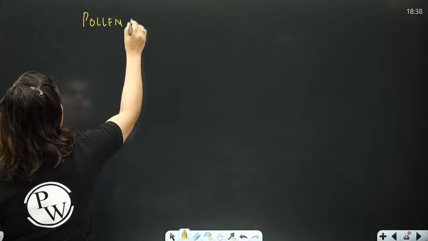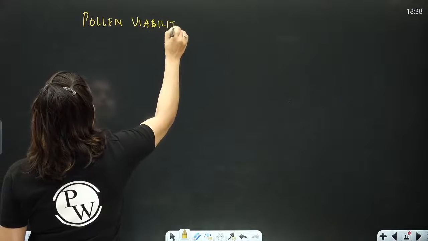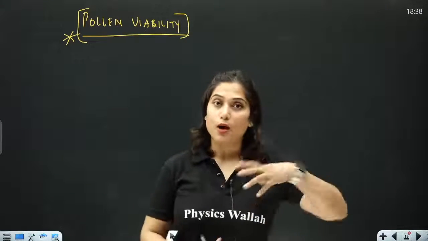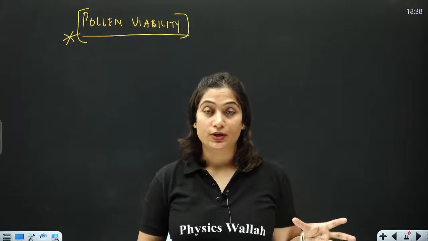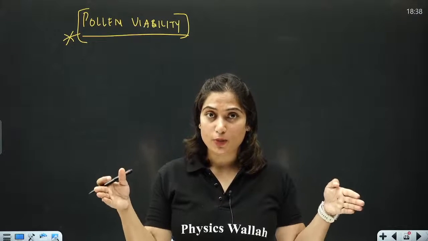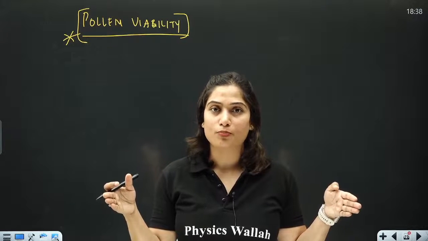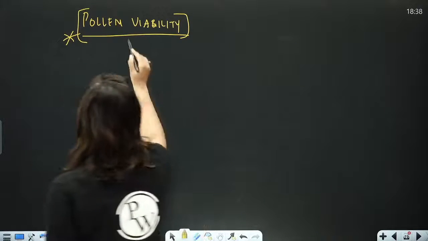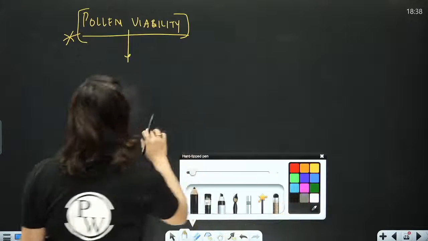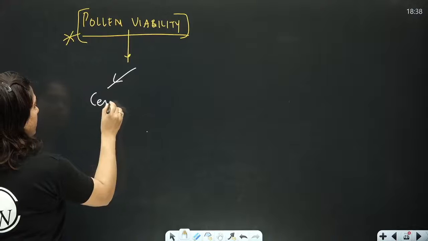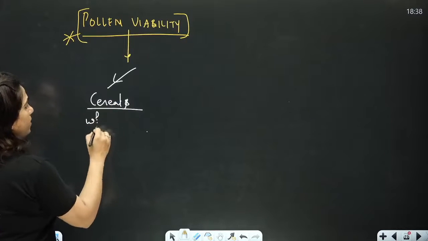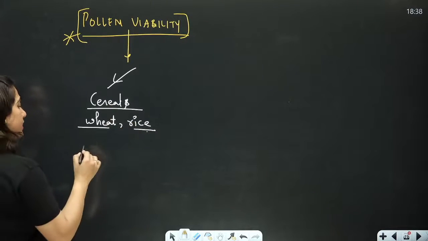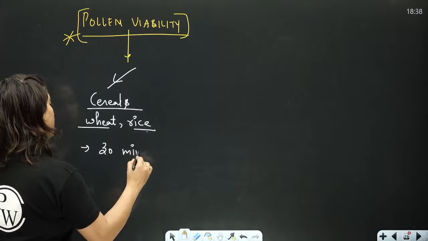And then comes the important thing, that is pollen viability. What is pollen viability? When the pollen grains come out of the anther, the time period up to which they are capable of forming a pollen tube, that time period is called the pollen viability. Okay, and the pollen viability is different in different plants. Like in cereals, it is given in NCERT that in cereals like wheat, rice, the members of the Graminae family, they have pollen viability of just 30 minutes, half an hour.